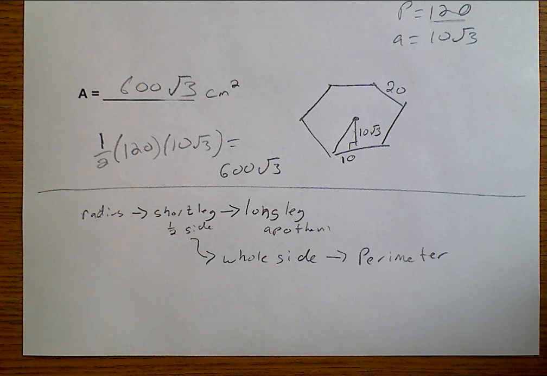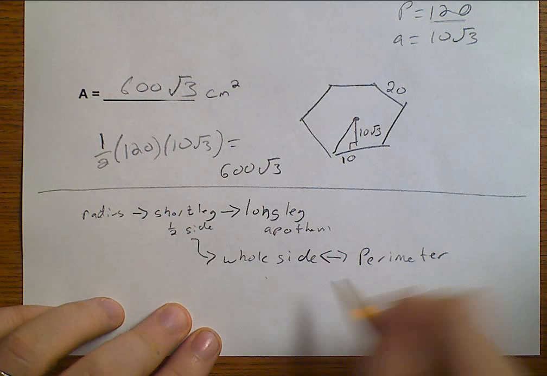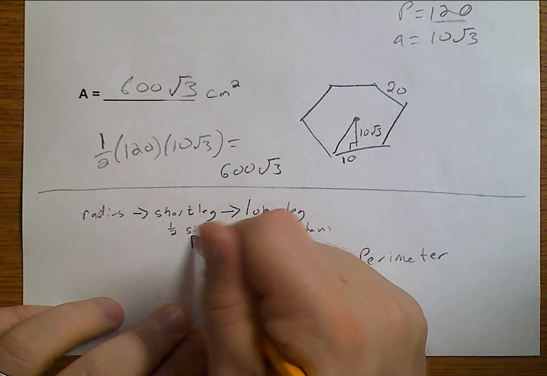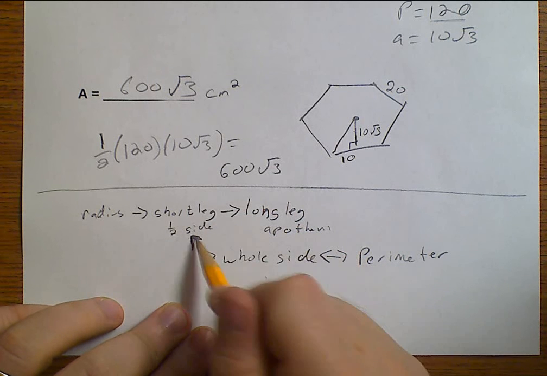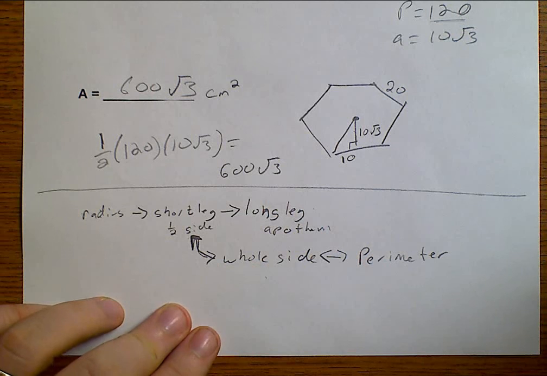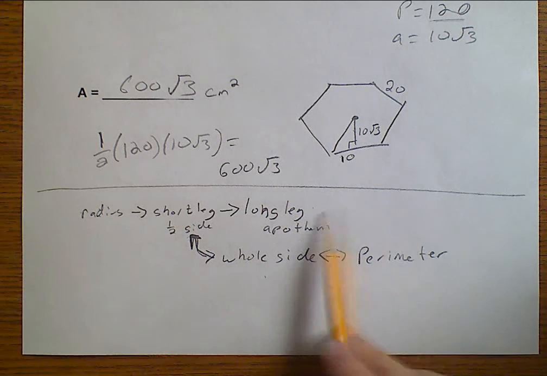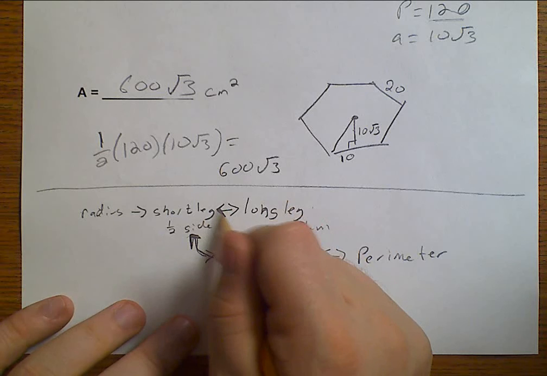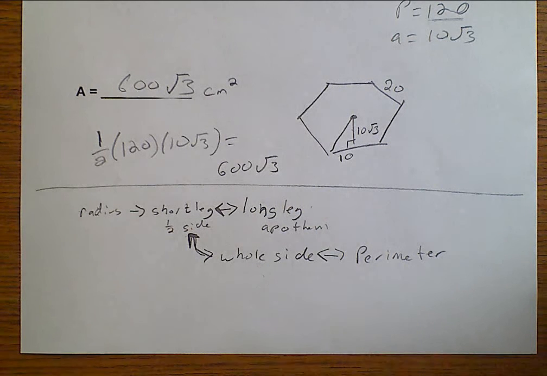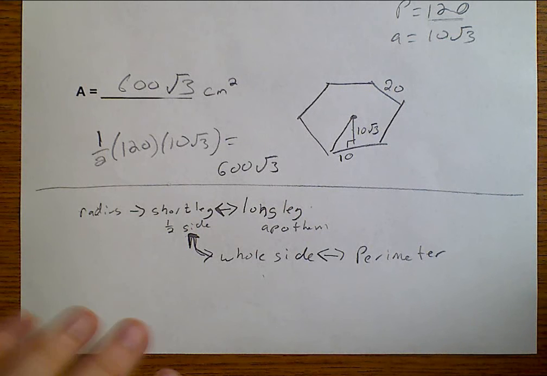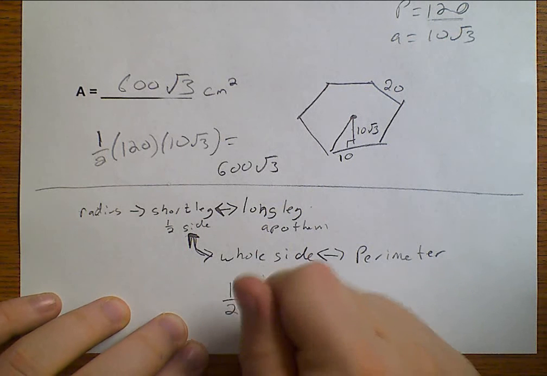Now, let's say instead you were given the perimeter. Well, you can use the perimeter to find the whole side, which you can then use to find the half side, which you can then use to find your apothem. Or if you're given your apothem, you can use that to find the short leg, which you can use to find the whole side, which you can use to find the perimeter. So, this is just a little chart for helping you find the different parts that you need. And again, your formula is 1/2 the perimeter times the apothem.